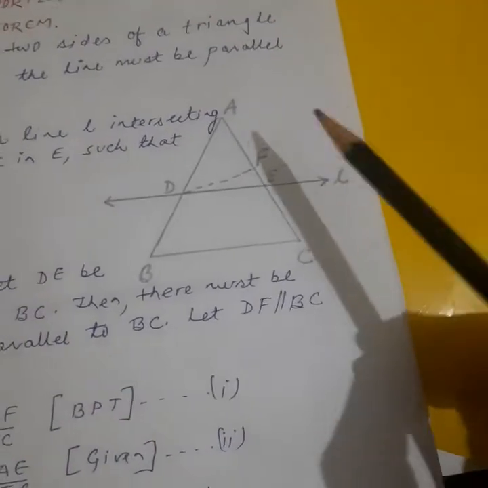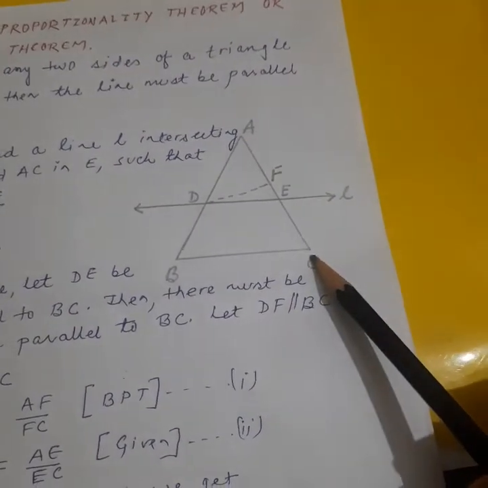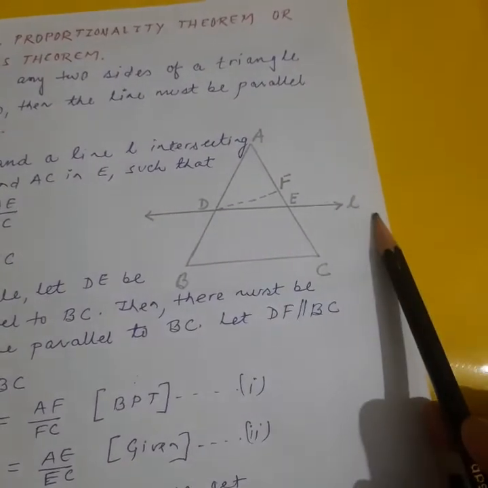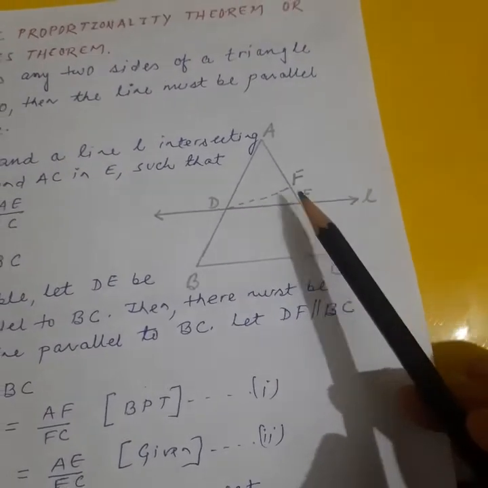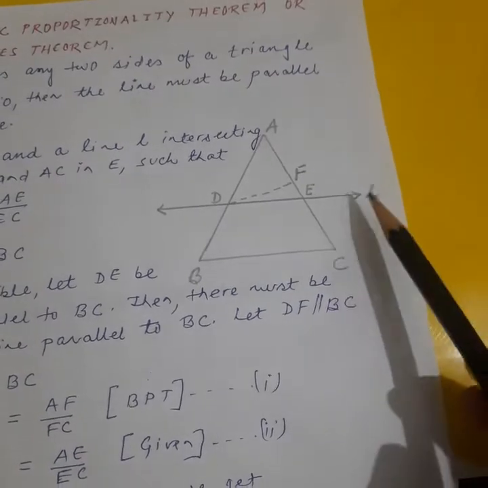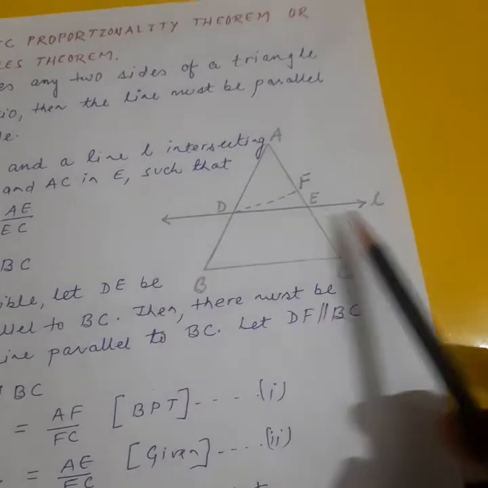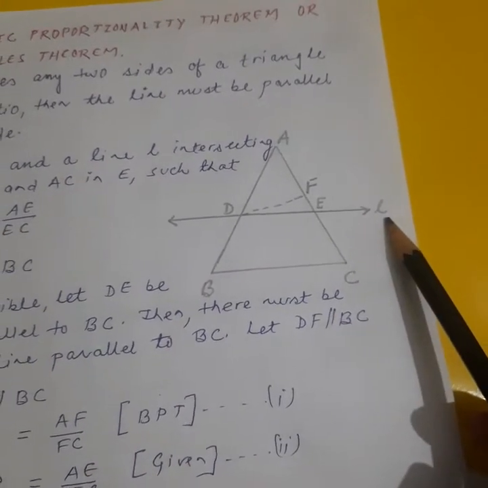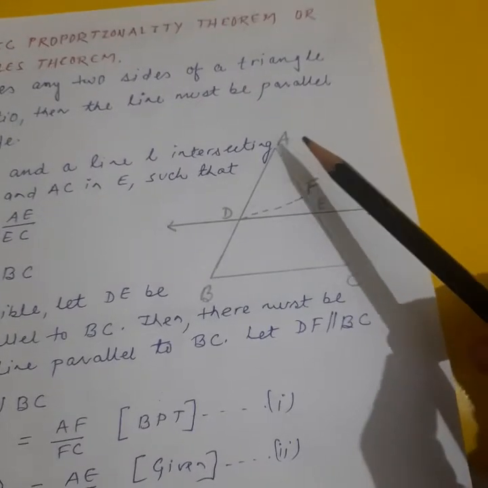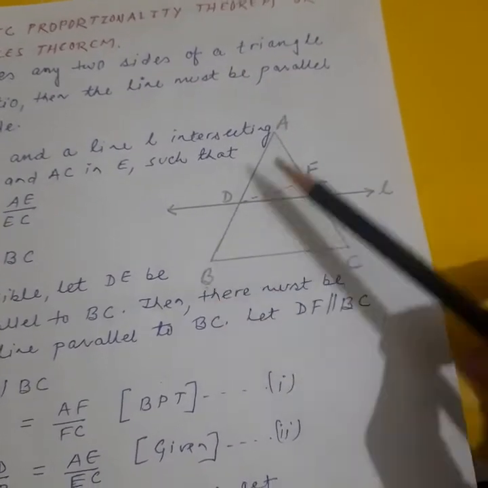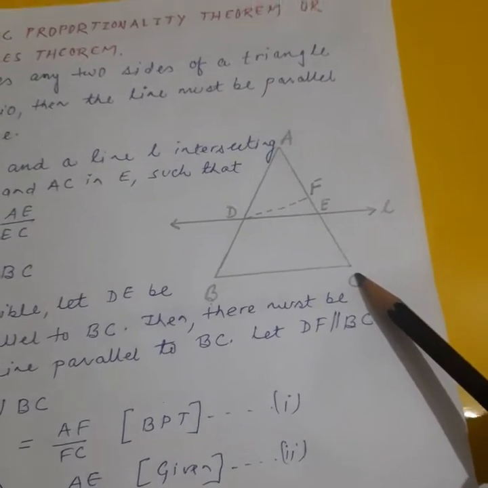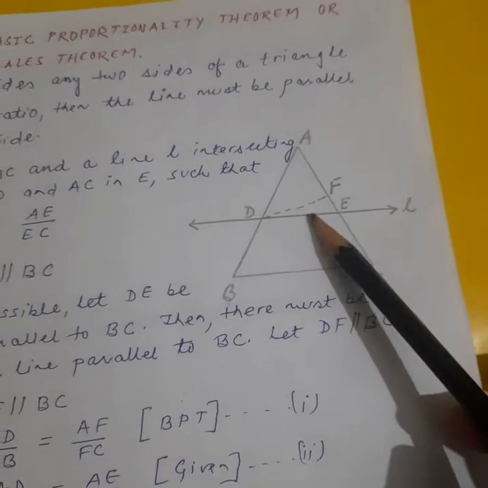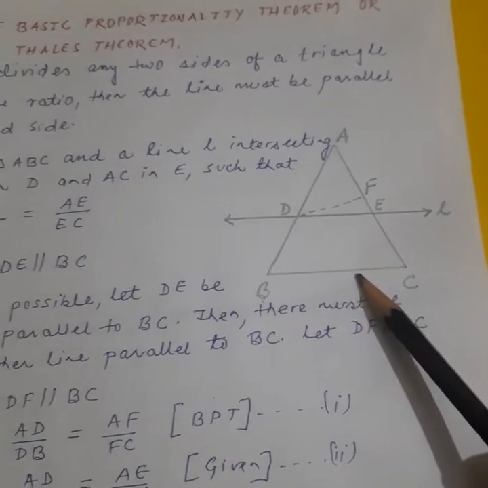It means that suppose we have a triangle ABC in which a line L is drawn. Suppose we have points D and E on the sides AB and AC on this line L. Now this line L is drawn in such a way that the ratios AD by DB and AE by EC are equal, given. We need to prove that this line DE will be parallel to BC.